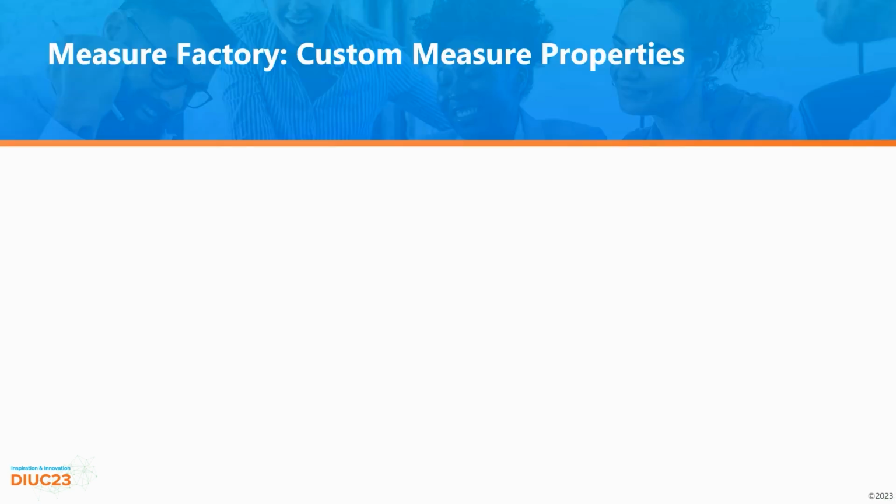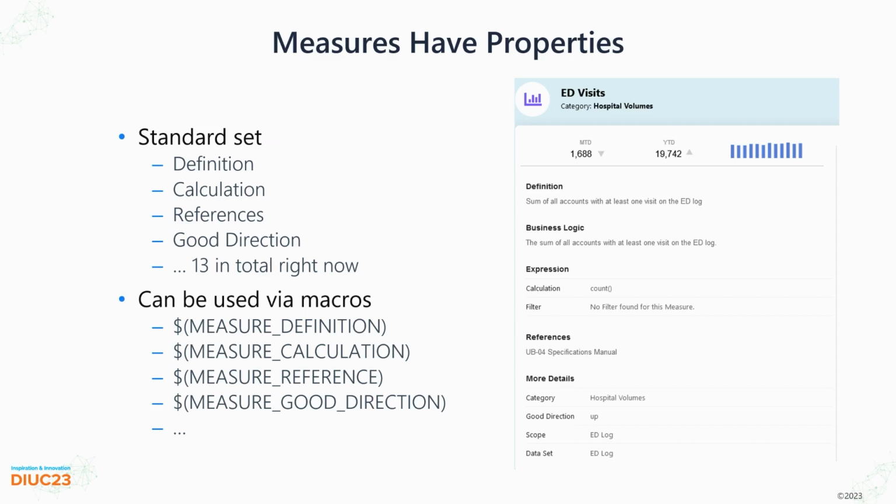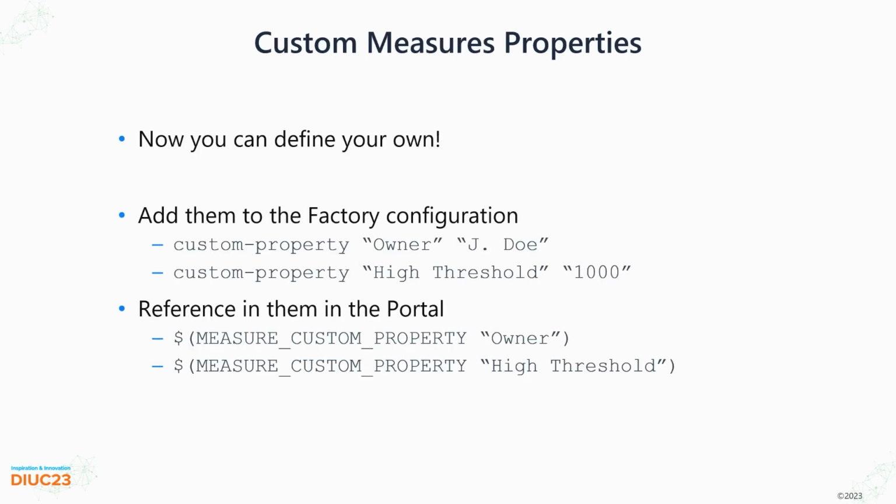Finally, let's talk about measure properties. All measures have properties in a factory. It's one of the defining elements to let you do data governance. And we have a set of 13 ones that are predefined, such as the name, the actual calculation, some definition text. We even have one that affects the display, the good direction, for thresholds and up and down arrows. You can pull these out via macros, one for each. But what happens if you want to have your own? Now you can define your own.